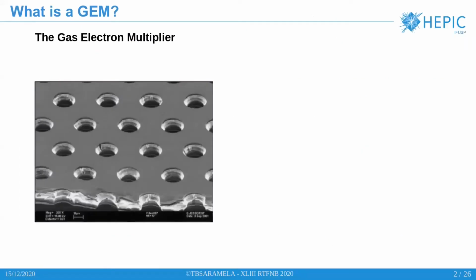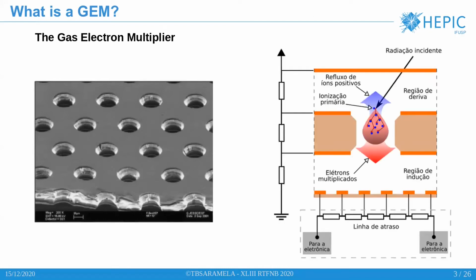So first, a really quick introduction of the gas electron multiplier. It's a thin foil with microscopic holes. This foil is composed of an insulator in the middle and clad on both sides with conductive foil. Next slide, please.